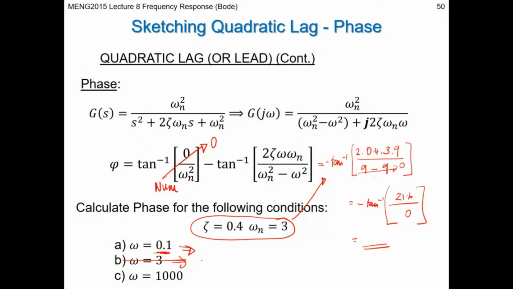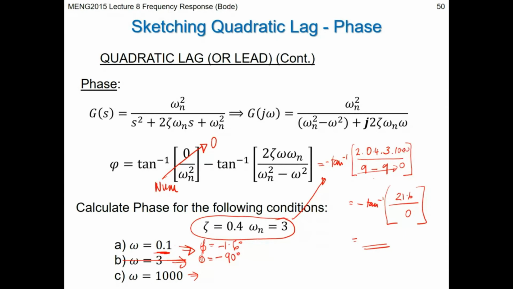So in this case, our phase is going to end up being minus 90 degrees. For this one, phase equals 0. Well, let's say it's minus 1.6, I think. What about when omega goes very large? So we're just learning about how this behaves. When omega goes very large, to 1,000 for instance, what's going to happen?